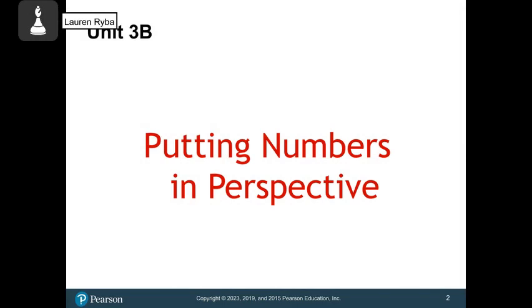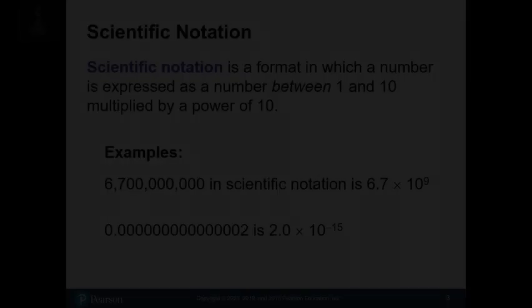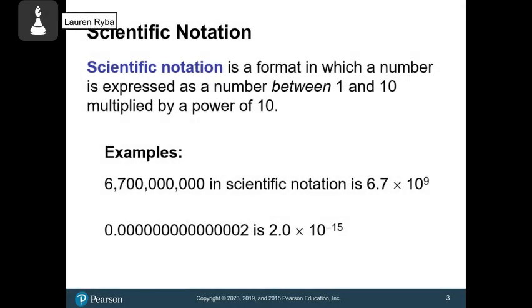This is the lecture for section 3B, putting numbers in perspective. One way that we will see numbers written is in scientific notation. This is used when a number is very, very large or very, very small.